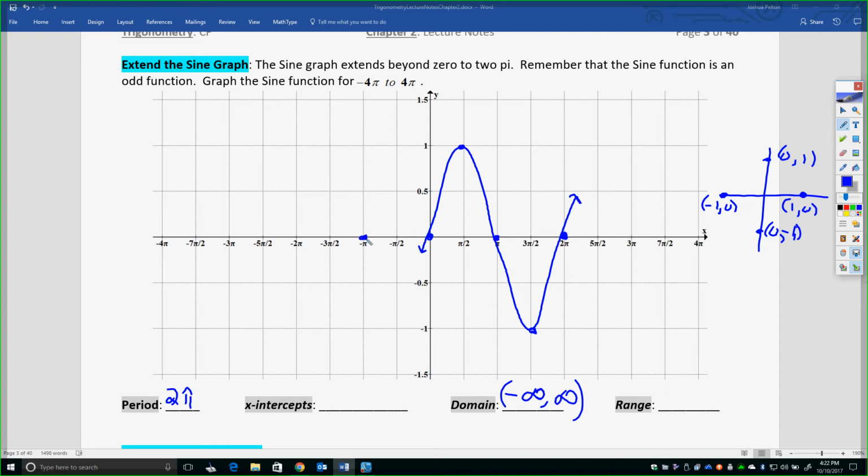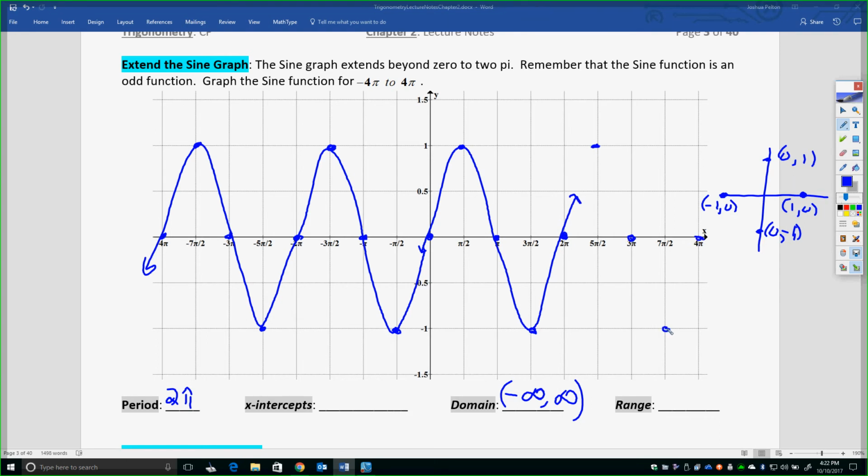So every pi, you're going to have zeros. And then every half, you're going to have your negative 1s and positive 1s. So you can go clockwise, or you can go counterclockwise in the unit circle and repeat these cycles and get your sine wave that keeps going. So the highest value is going to be 1, and the lowest value will be negative 1. So that is the range. And you put the brackets because those values are included. You can get to negative 1 and 1.